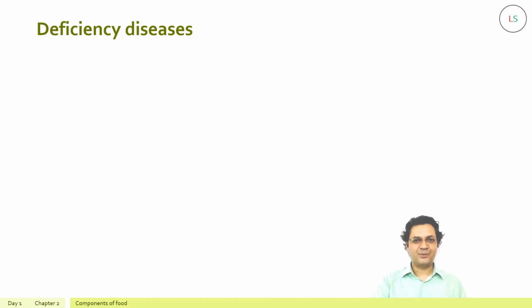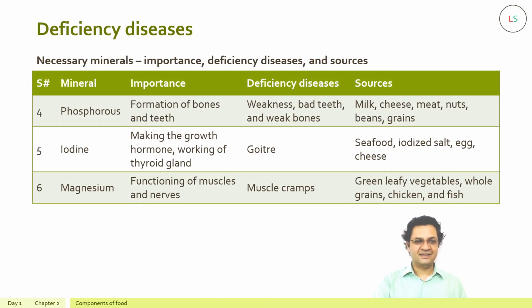We have three more important minerals. Phosphorus, which is important for the formation of bones and teeth. Its deficiency leads to weakness, bad teeth, and weak bones. Phosphorus can be obtained from milk, cheese, meat, nuts, beans, and grains.